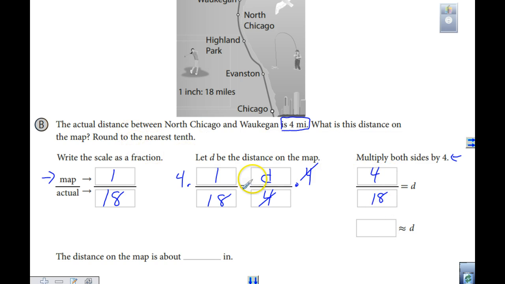So, what is this distance? Go ahead and punch it in, see what you get. 0.2. And then, of course, here we probably want to put inches, but it's also here. 0.2 inches.